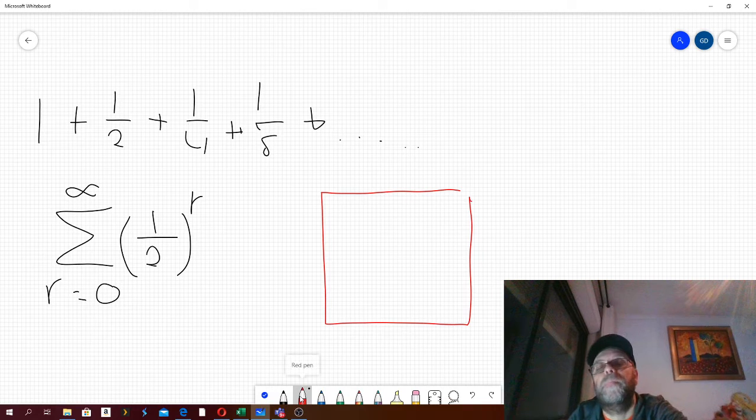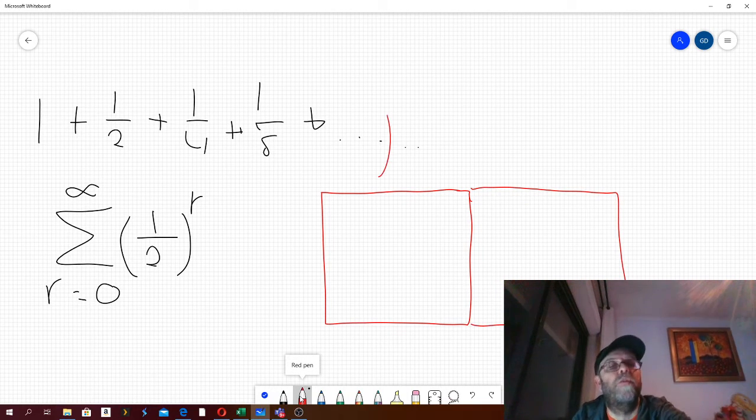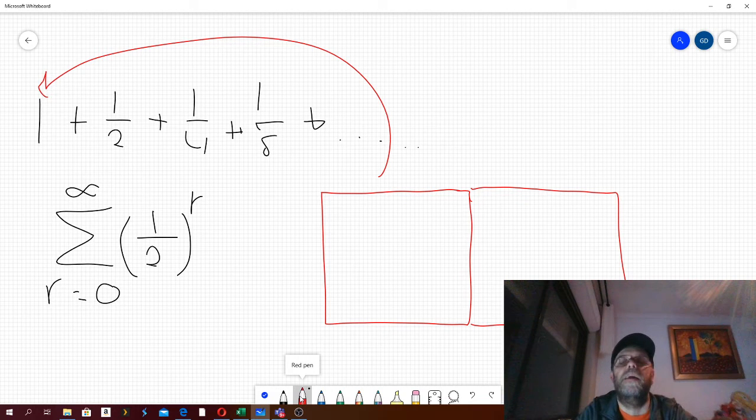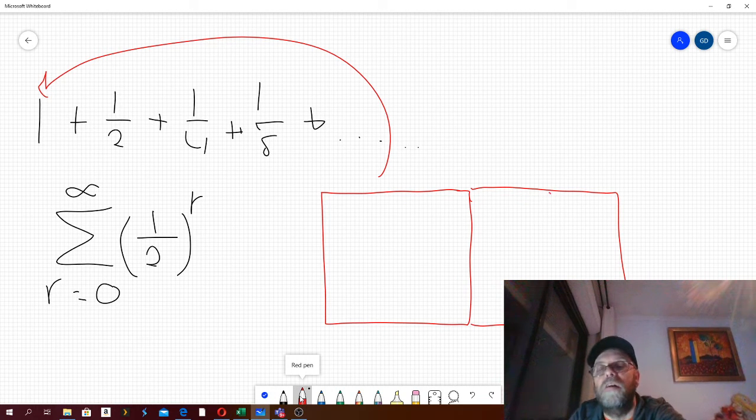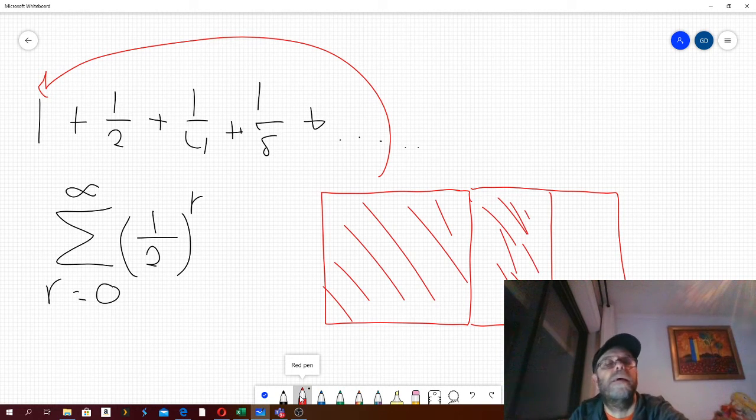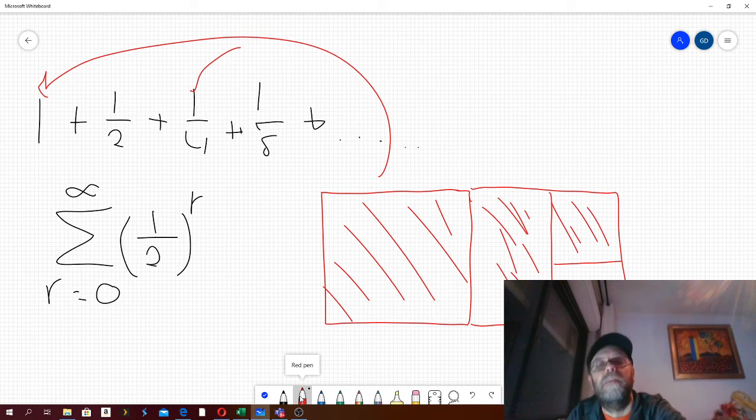Okay. So we've got 1 whole square. Let's make that equivalent to the 1 over there, okay? Now we've got to add on our half a square, all right? So there's half a square, okay? Then we've got to add on a quarter, so let's add on a quarter. Then we've got to add on an eighth, that's an eighth.